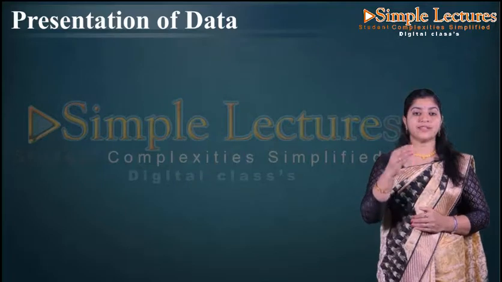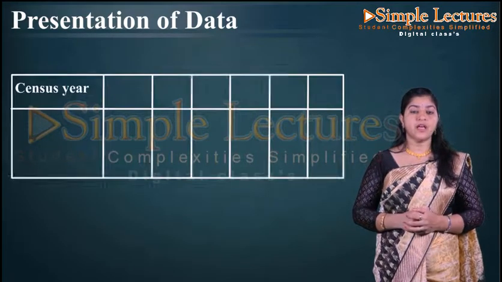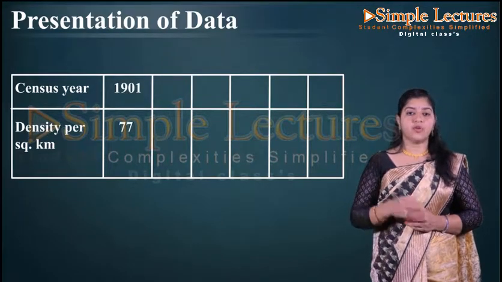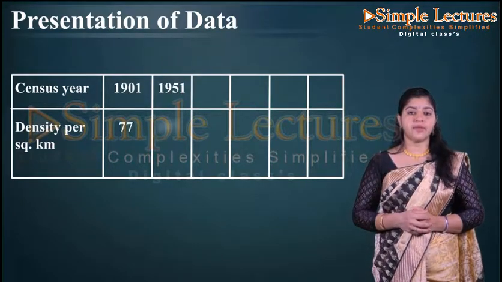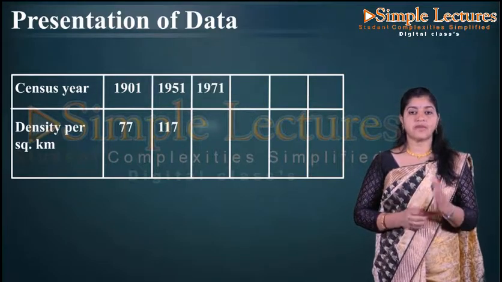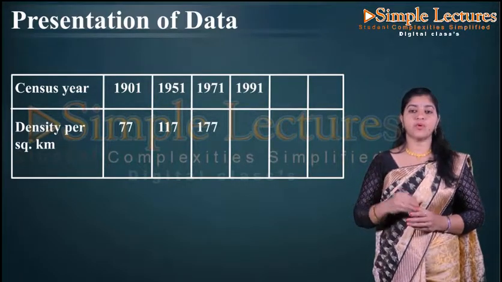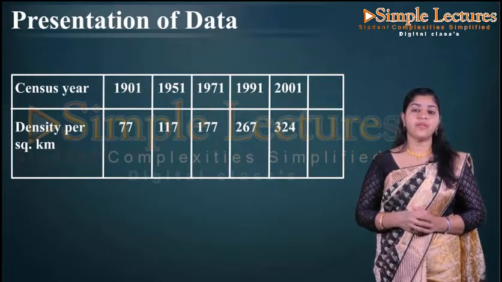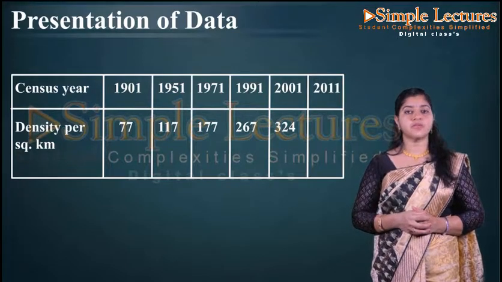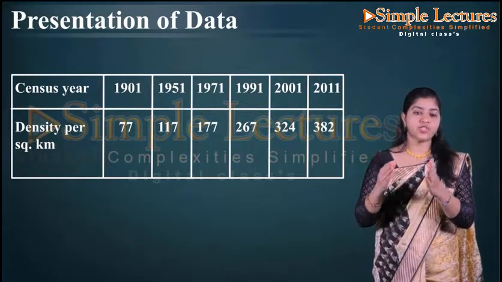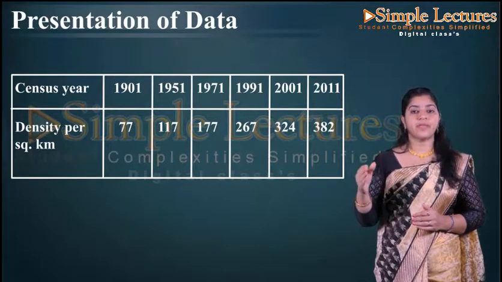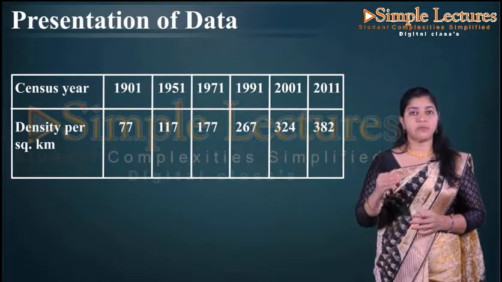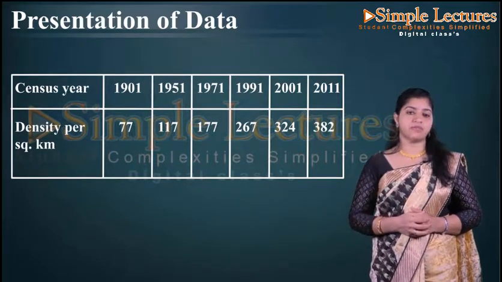We can see density of population in the census year, per square kilometer. In 1901 it was 77 and in 1951, 117. In 1971 it is 177, 1991 it is 267, 2001 the density of population was 324 and 2011 it was 382. This is according to the year: 1901, 51, 71. So this classification is known as temporal or chronological classification.